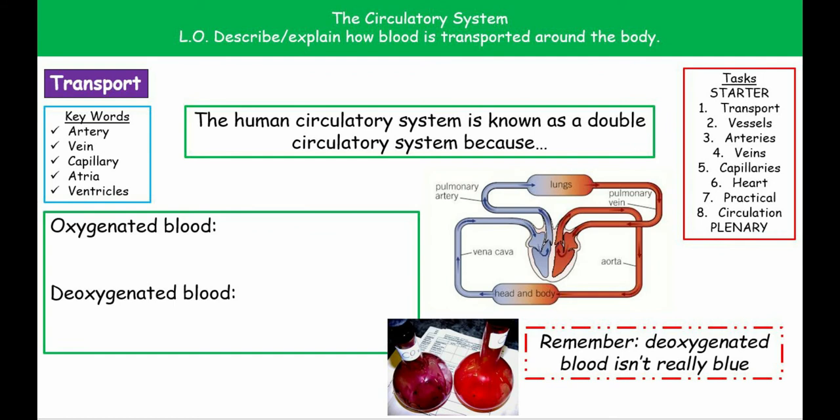A second phrase that we associate with the human circulatory system is we refer to it as a double circulatory system. Now again, I want you to have a little think about why it could be called a double circulatory system, and the picture that I've given you, roughly in the middle of the screen, might give you a hint there. Then you've got two terms, oxygenated blood and deoxygenated blood, that I'd like you to try and write a definition for. So have a go at finishing off those 3 points for me in your books.